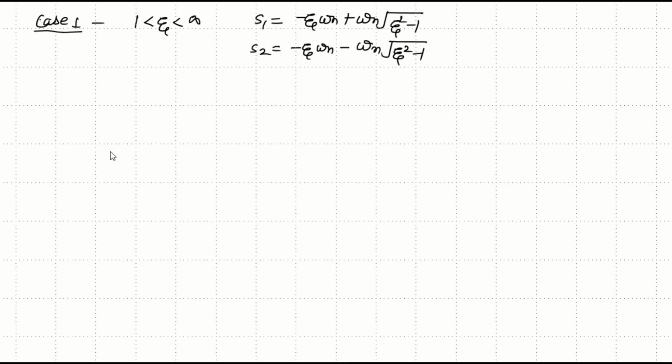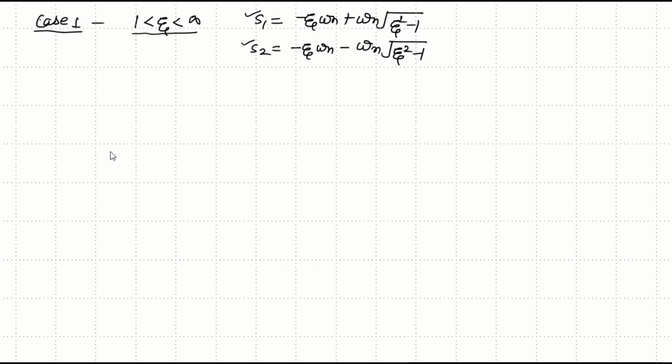So now let us discuss the first case. In this case, we have assumed that the value of zeta lies from 1 to infinity. So it is greater than 1 but less than infinity, and these are the two roots of the characteristic equation of the second order system.